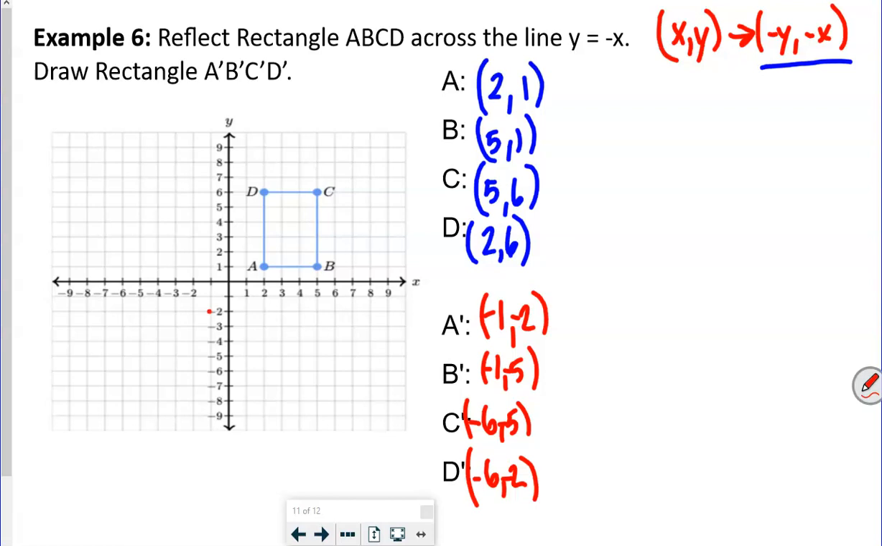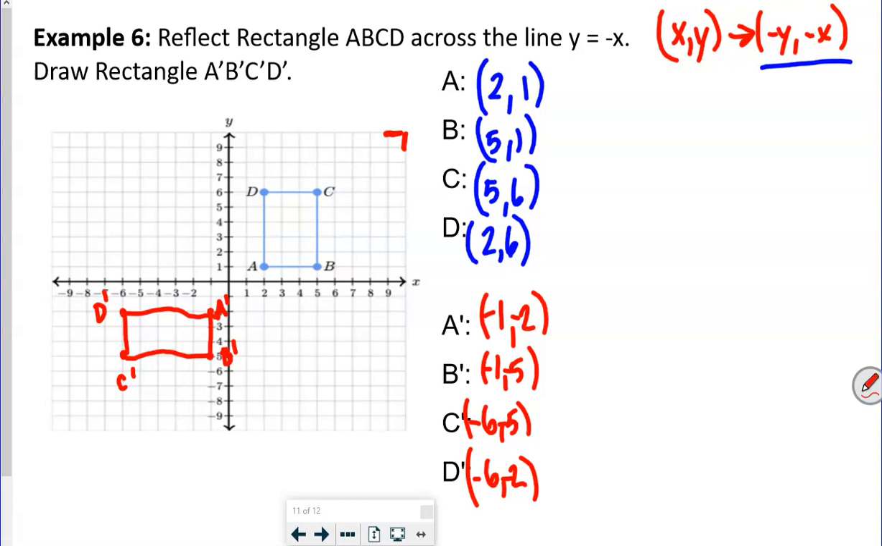Negative 1, negative 2 right there. That's going to be our A prime. Then we've got negative 1, negative 5 right there. That's B prime. Then we've got negative 6, negative 5 right there. That's our C prime. And then we've got D prime, which is negative 6, negative 2, right there. That's D prime. So we can connect all these points and we get this shape A prime, B prime, C prime, D prime.